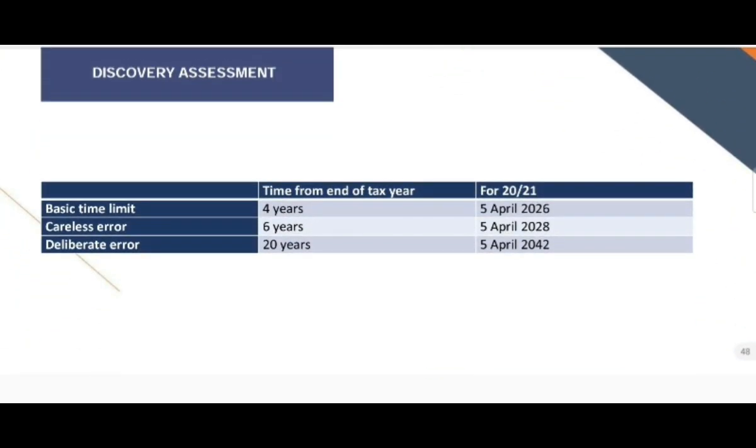To prevent the loss of tax, HMRC can raise a discovery assessment later on. For this, the basic time limit is 4 years, and for the year 21-22 the basic time limit is 5th April 26. In case of careless error, discovered within a period of 6 years, the discovery assessment can be made by 5th April 28. And if it is a deliberate error, the discovery assessment can be made within 20 years of the end of the tax year. Meaning for the tax year 21-22, the date is 5th April 2042.